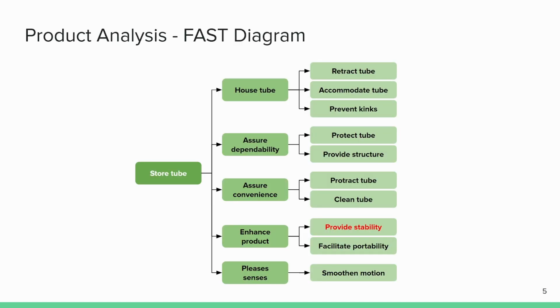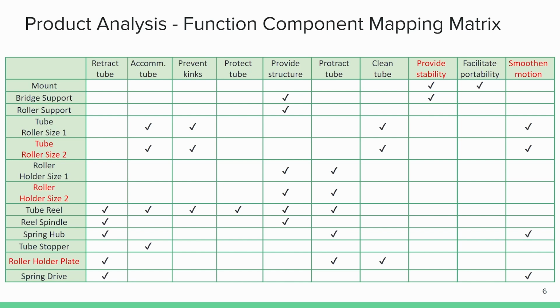Our main function would be to store this tube, and it is divided into subfunctions relating to housing that tube and other functions that the hose reel should contain. This is our function component mapping matrix.